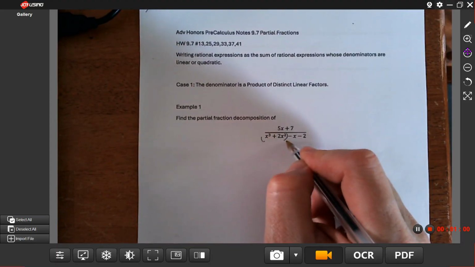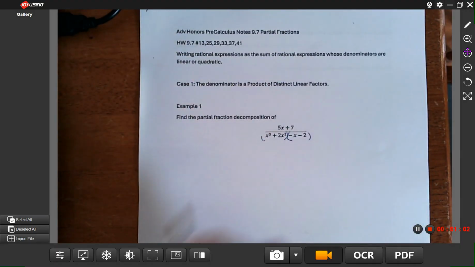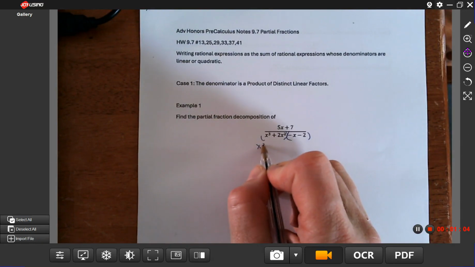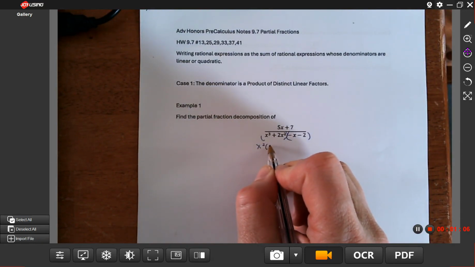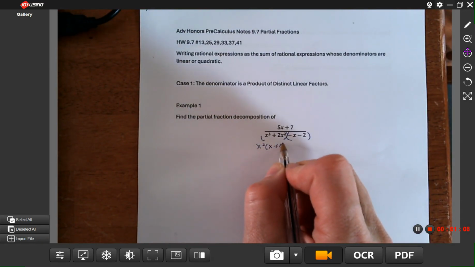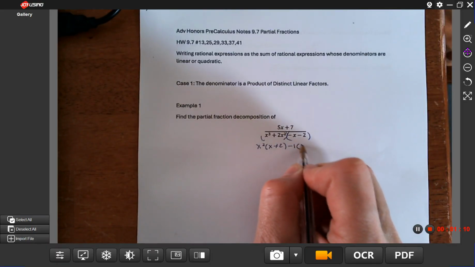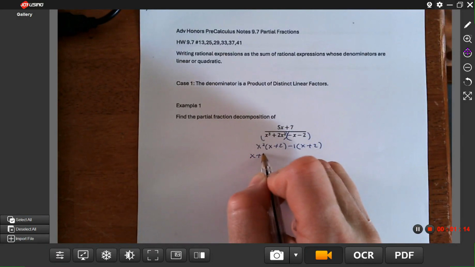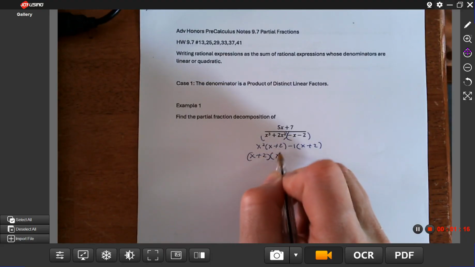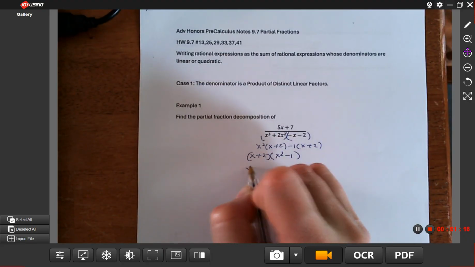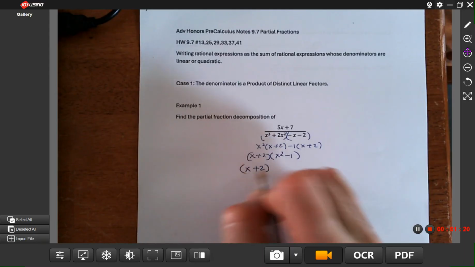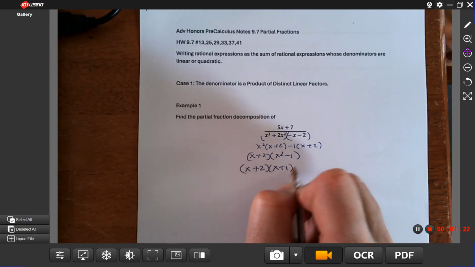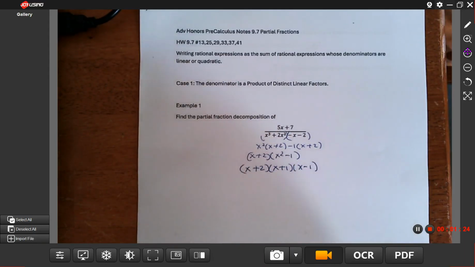It looks to me like the grouping method is worth trying since there's 4 terms. So let's try that. x squared times x plus 2 minus 1 times x plus 2. Oh, look at that, it's going to work. So we have x plus 2 times x squared minus 1, difference of squares. So we have x plus 2 times x plus 1 times x minus 1. So factor the denominator.